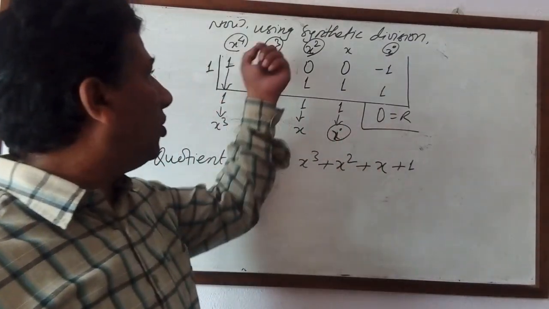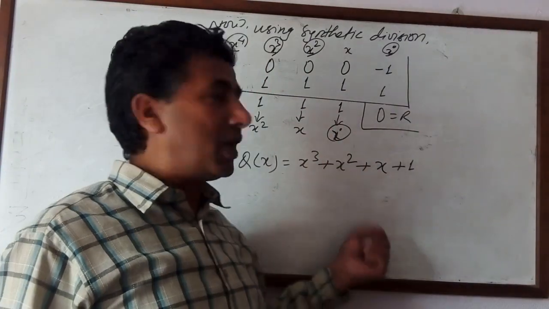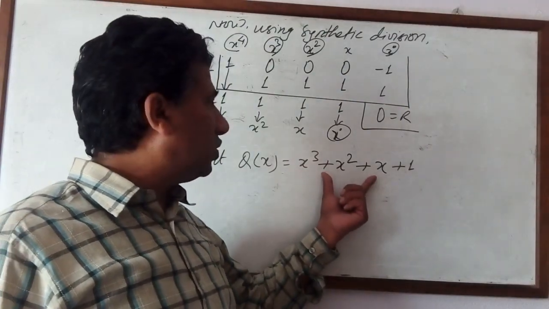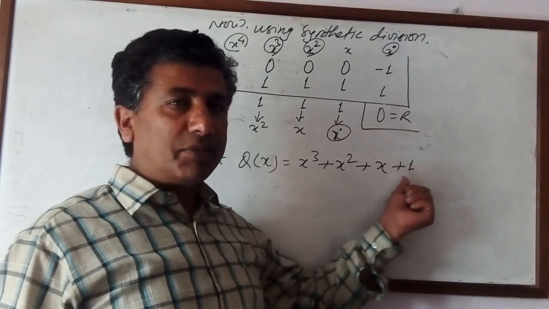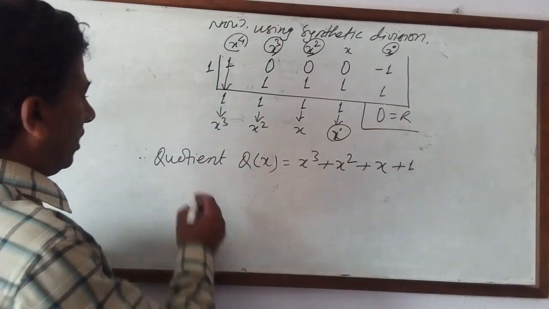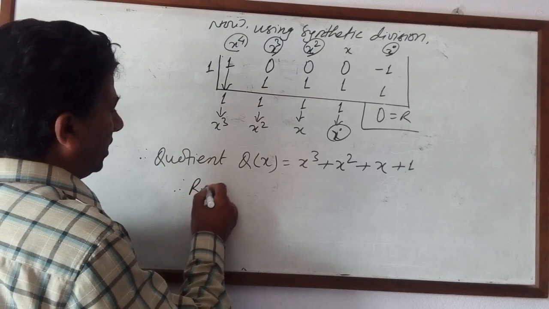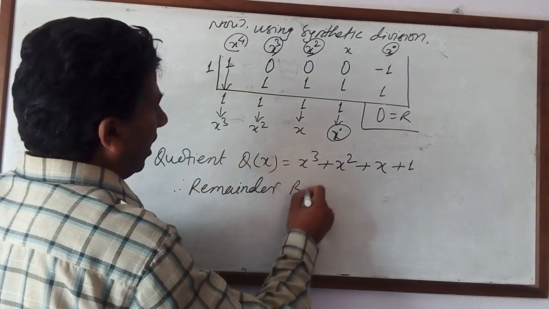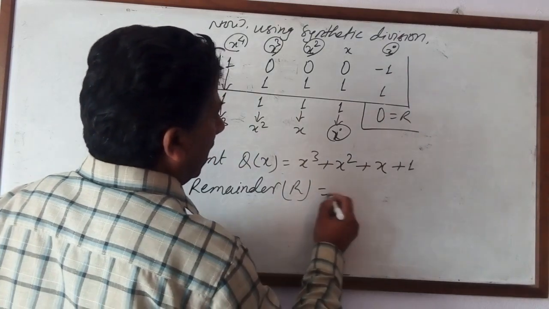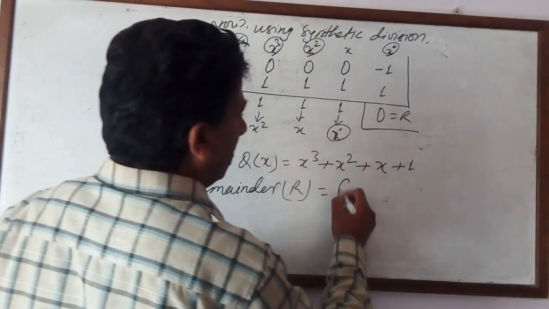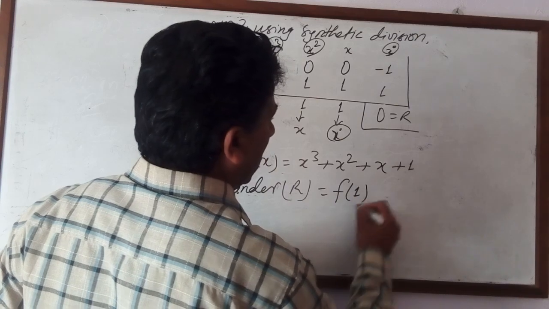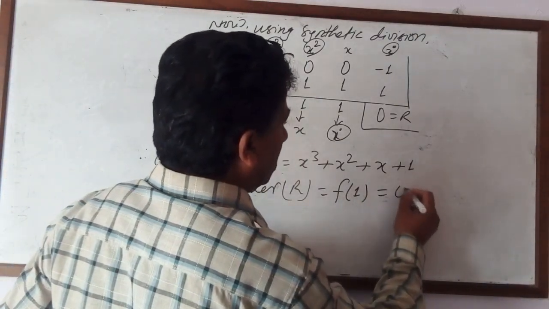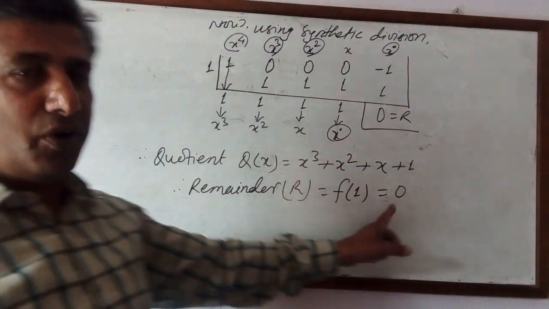When you divide this polynomial x power 4 minus 1 by x minus 1, the quotient will be x cube plus x square plus x plus 1. This will be the quotient. Now the remainder. What is the remainder? The last one will be the remainder. And for x minus 1, the remainder is written like this, f(1). This is the sign of remainder, equals 0. Now here the remainder is 0.